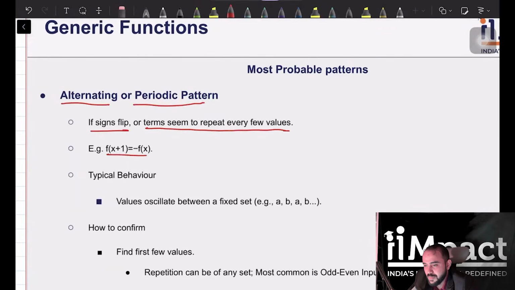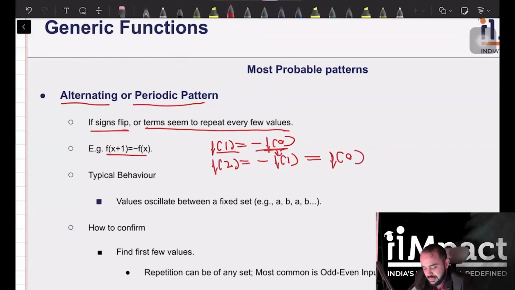If f of x plus 1 is minus f of x, so you get f of 1 is equal to minus f of 0. You get f of 2 is equal to minus f of 1. And once you put f of 1 as minus f of 0 here, you will get f of 2 is equal to f of 0. You will get f of 3 as minus f of 2, which is minus f of 0, which is f of 1. What is the pattern that I am seeing here? Can someone identify?